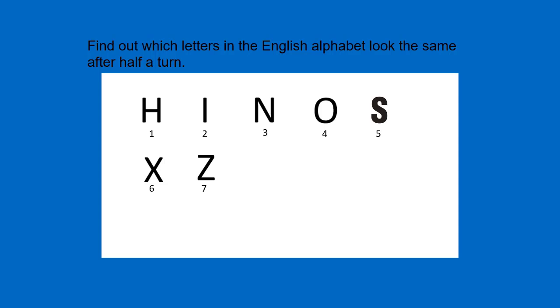Then, the second letter I. It looks the same after half a turn. Now the letter N. It looks the same after half a turn. Next, the letter O.